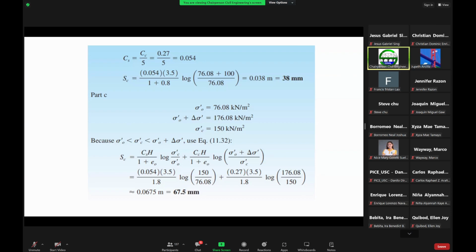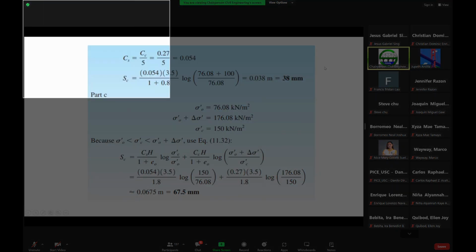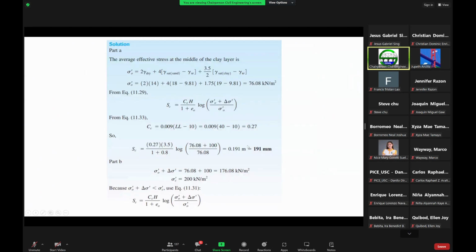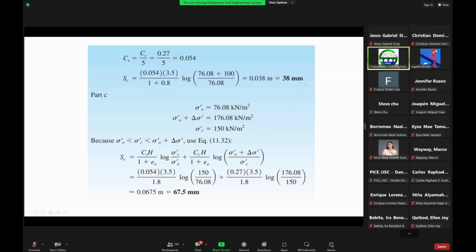So one-fifth of the compression index, so basically the result here for the primary consolidation settlement will also be about one-fifth of this value here. So one-fifth of 191 is about 38 millimeters.